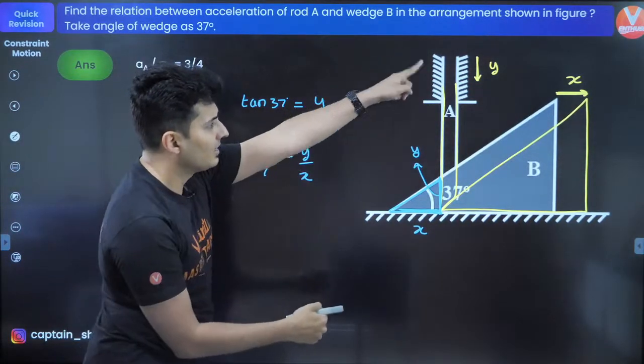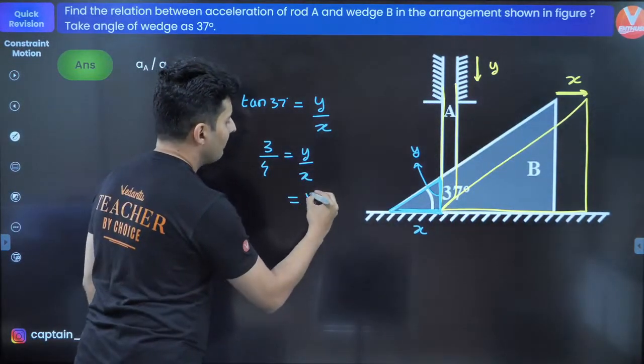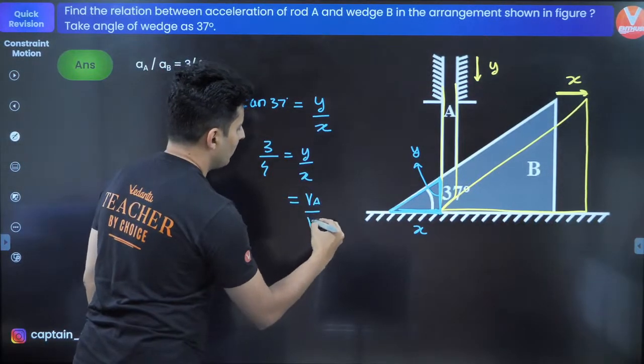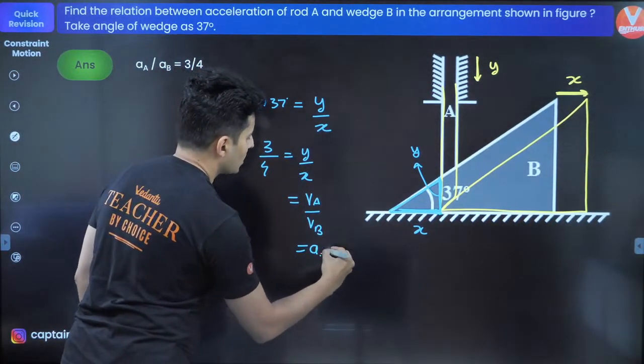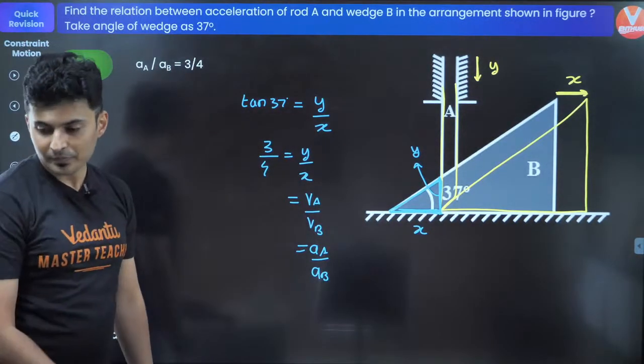Now what is Y? Y is the displacement of A. X is the displacement of B. So it will also be velocity of A upon velocity of B, which will also be acceleration of A upon acceleration of B. You will still get the same answer.